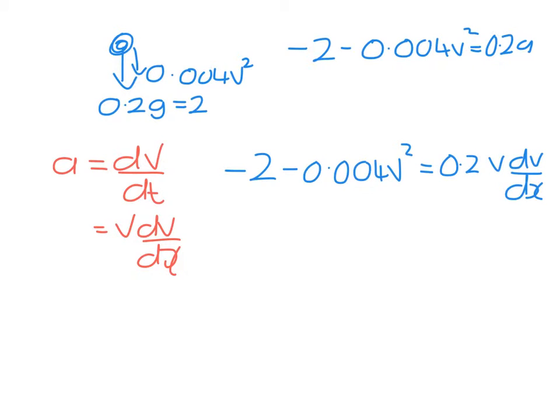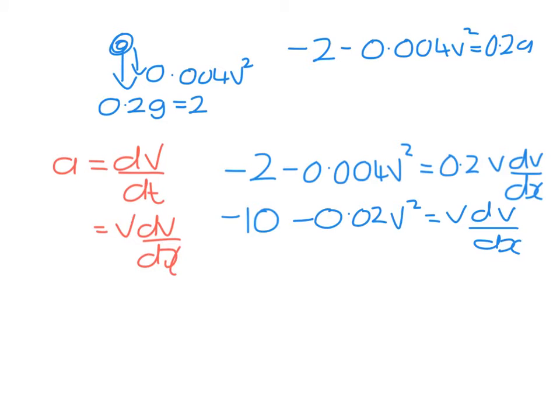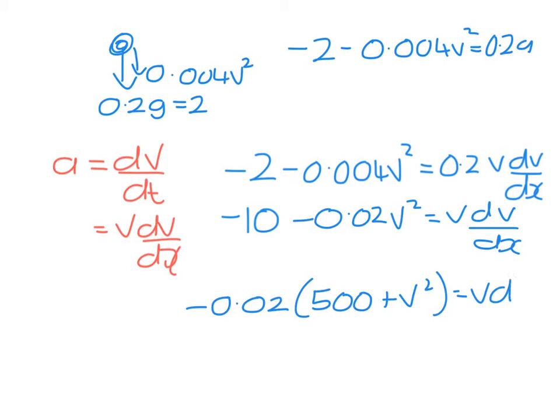What I'm going to do here now is divide everything by 0.2, which gives us minus 10 minus 0.02 v squared equals v dv/dx. We then factorise the left hand side by taking minus 0.02 outside the brackets, and that's going to give us minus 0.02 (500 plus v squared) equals v dv/dx, as asked for.